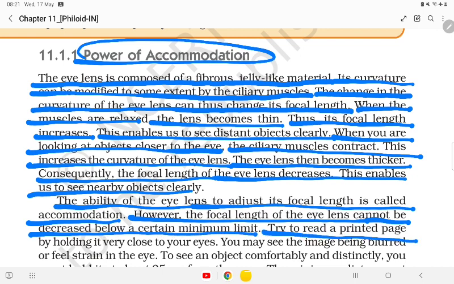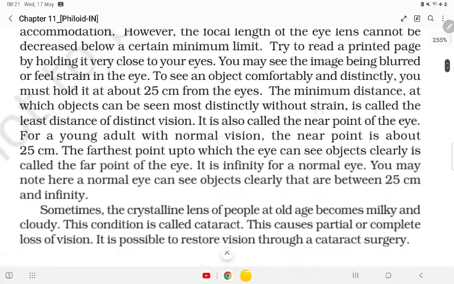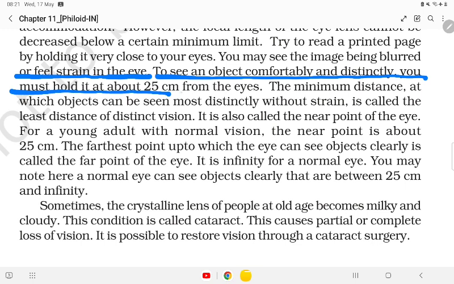Try to read a printed page by holding it very close to your eyes. You may see the image being blurred. You may see the image being what, student? Blurred. Or feel strain in the eyes. To see an object comfortably and distinctly, you must hold it at about 25 cm from the eyes.